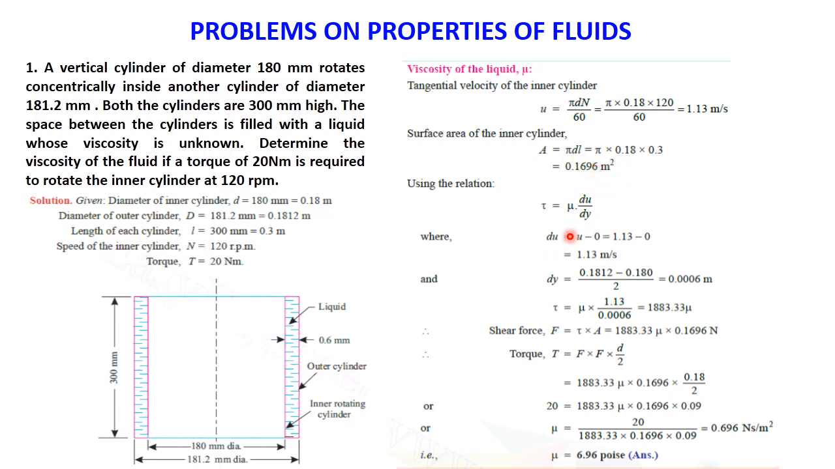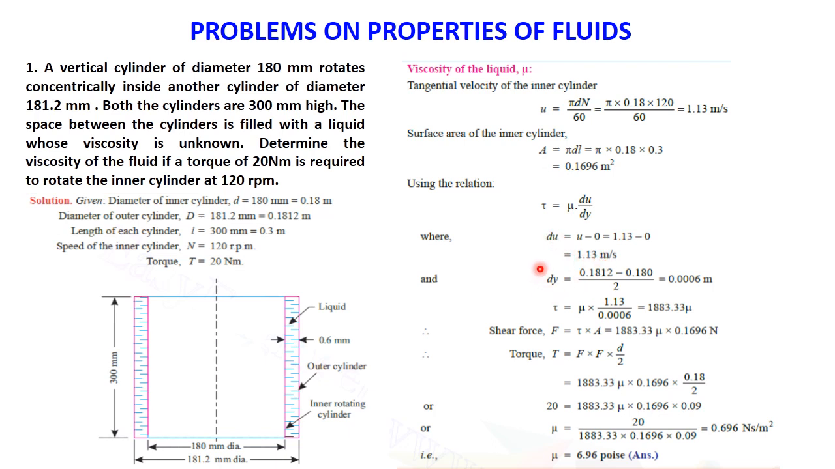Now, by Newton's law of viscosity, we have the formula tau is equal to mu du by dy. Here for du, there is no change in velocity, so du will be equal to u minus 0 as usual. So this 1.13 will be nothing but du. So du is equal to 1.13.